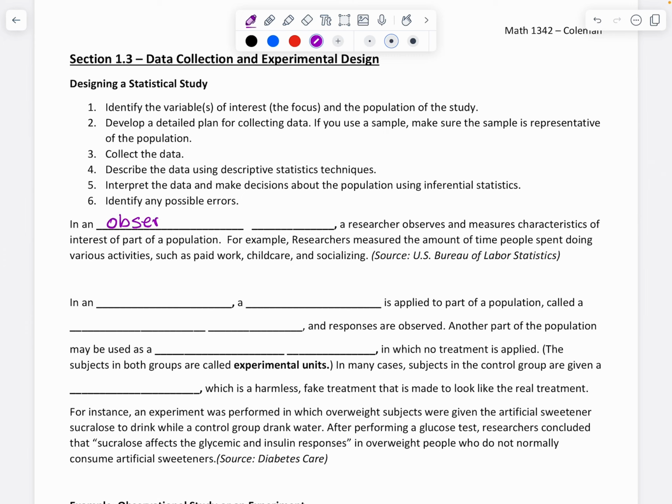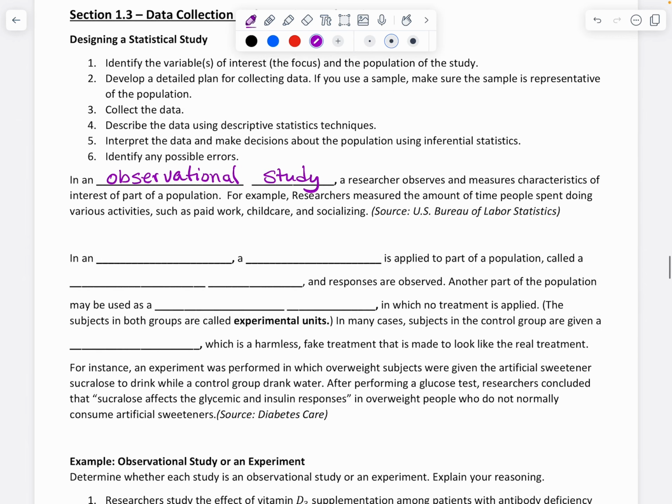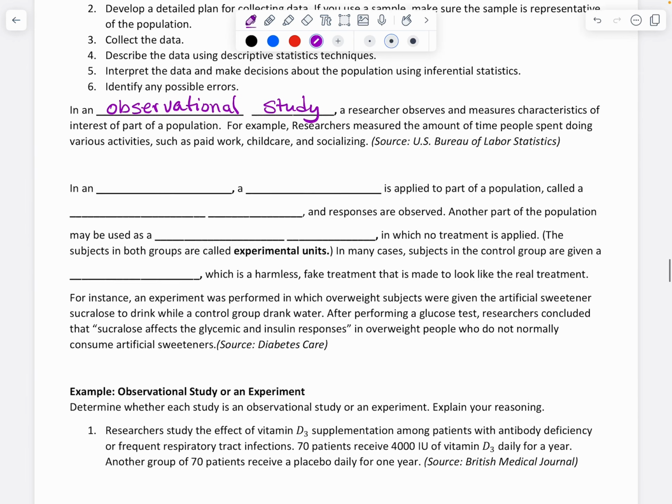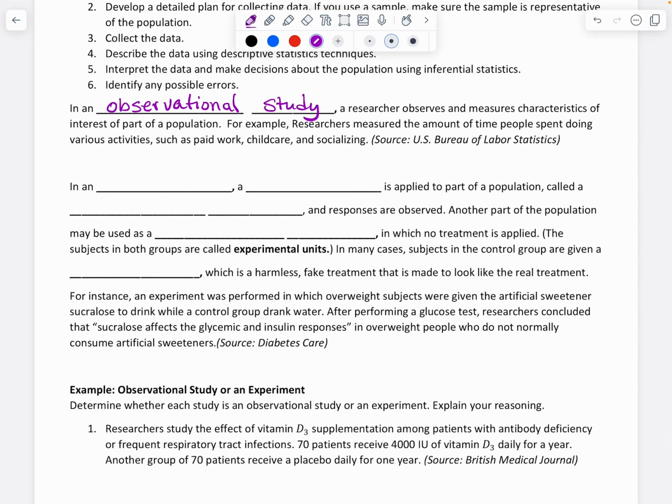First one talks about an observational study. An observational study is where a researcher observes and measures characteristics of interest for part of a population. For example, researchers measured the amount of time people spent doing various activities, such as paid work, childcare, and socializing. It's observing, doing an observational study.